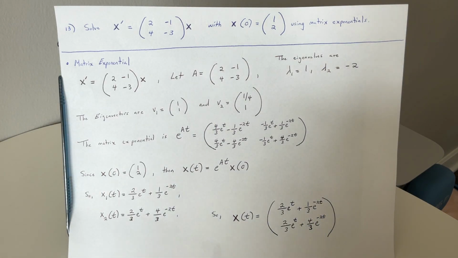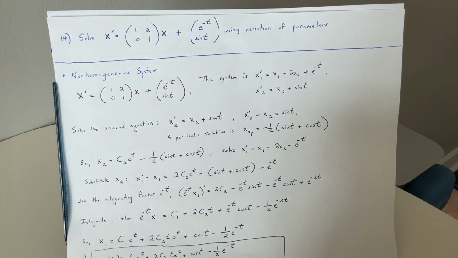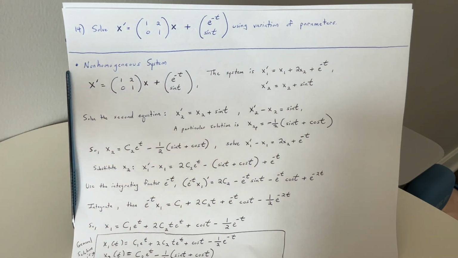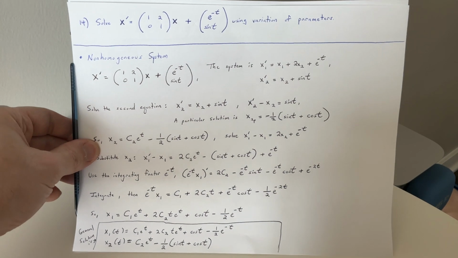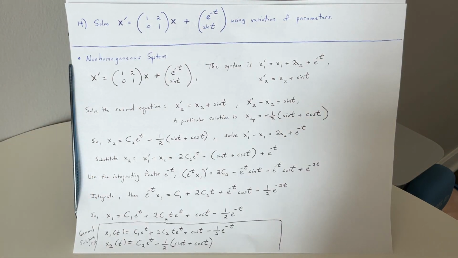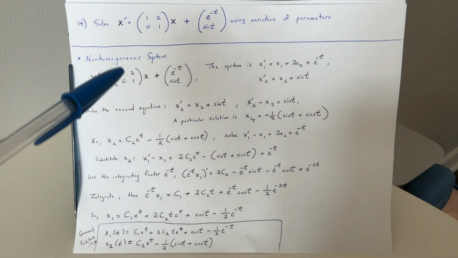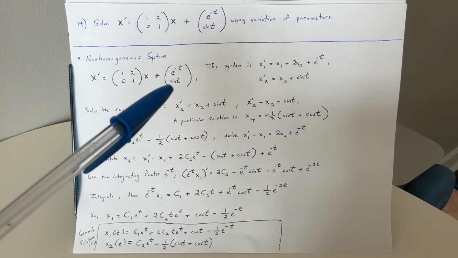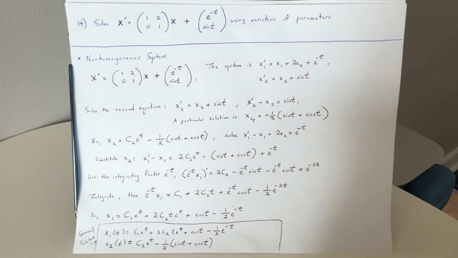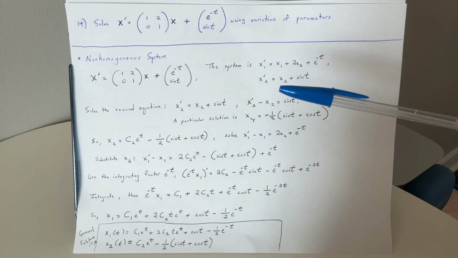All right. Now building on this, going to number 14, we want to solve x prime, where the matrix is given as 1, 2 first row, 0, 1 second row, times x plus this column e to the negative t, sine of t, using variation of parameters. So this is a non-homogeneous system. So the system is x sub 1 prime equals x sub 1 plus 2x sub 2 plus e to the negative t, x sub 2 prime equals x sub 2 plus sine t.